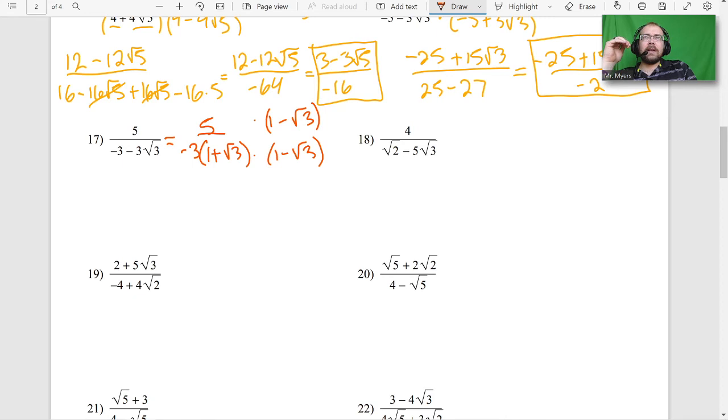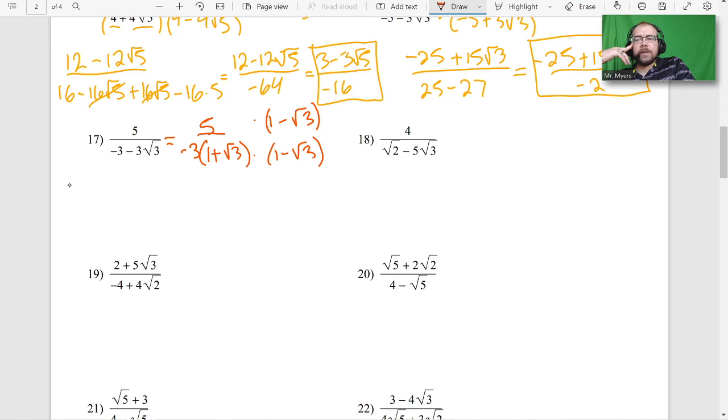It's like if you've ever heard of an ounce of prevention is better than a pound of cure, right? Do a little bit of work at the front end. It makes the rest of the problem easier and shorter, right? So try to look for that extra factor if there is one, okay?